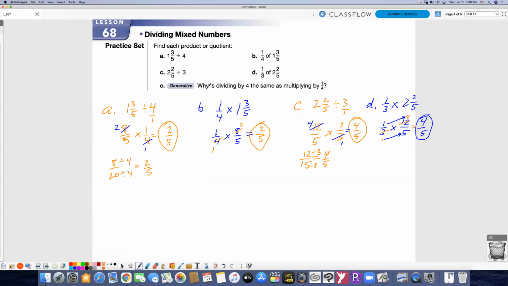In letter E, why is dividing by 4 the same as multiplying by 1/4? So if you are looking at this one, you've got dividing by 4 is the same as multiplying by 1/4. Just answer that to the best of your ability.